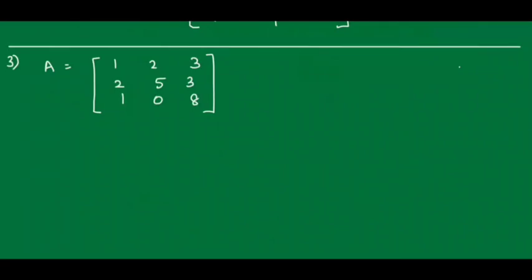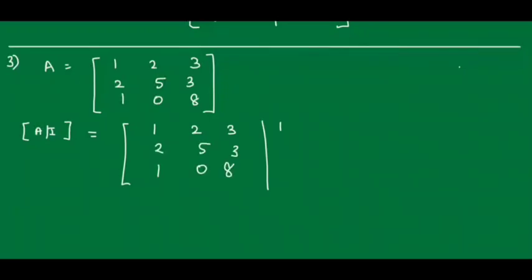Moving on to the third sum, we have the A matrix. We write the augmented matrix, combining with the identity matrix of order 3, and this will be equal to [1, 2, 3, 2, 5, 3, 1, 0, 8] augmented with [1, 0, 0, 0, 1, 0, 0, 0, 1].